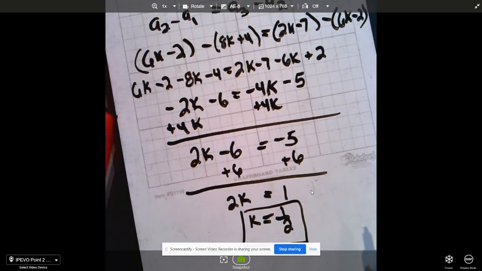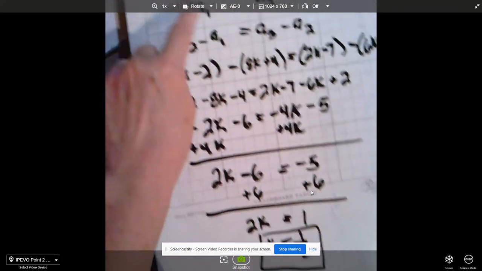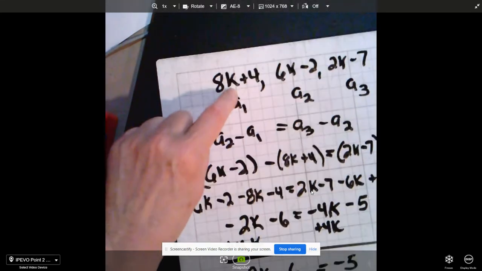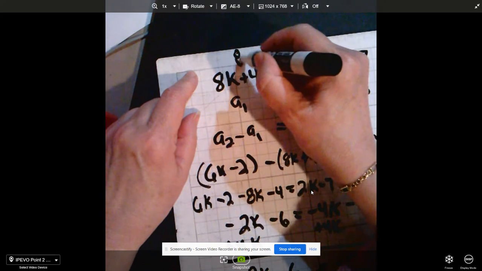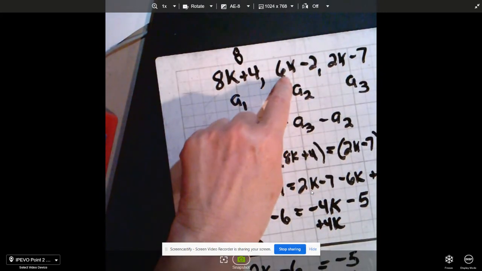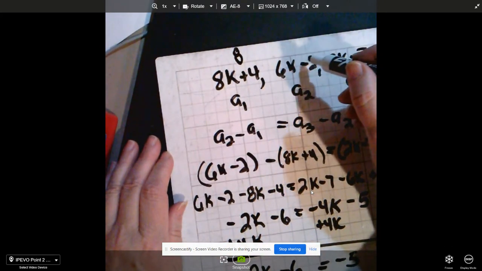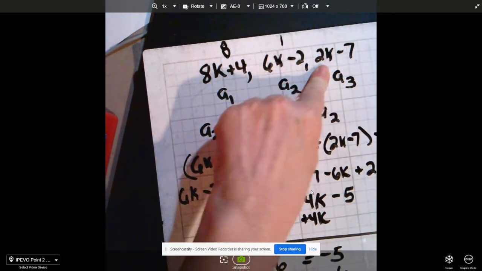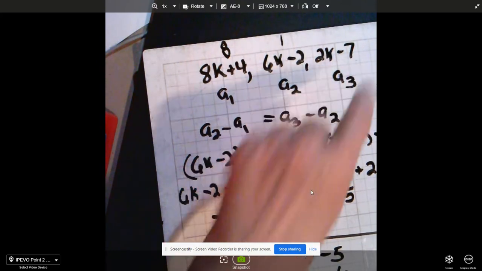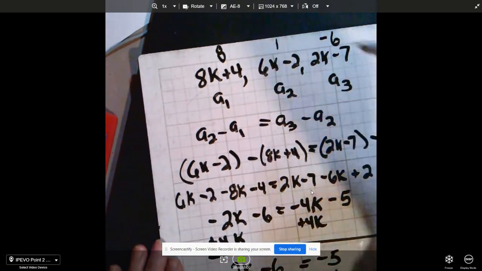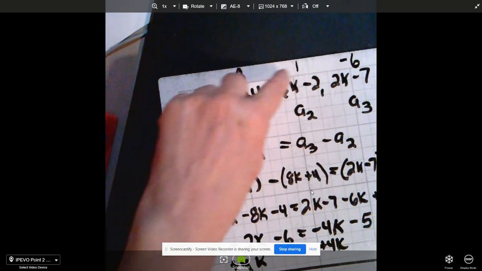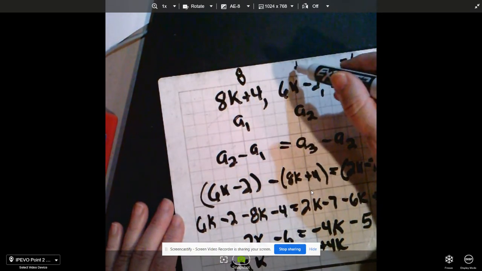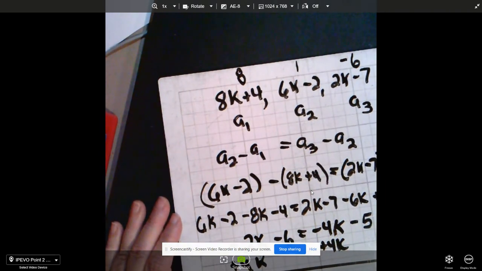Now, of course, you can check that to make sure that's true. Let's go ahead and plug k back in here. So 8 times 1/2 would be 4. 4 plus 4 would be 8. If I plugged in 1/2, 6 times 1/2 would be 3. 3 minus 2 would be 1. If I plugged in 1/2 here, 2 times 1/2 is 1. 1 minus 7 would be a minus 6. So to get from 8 to 1, I'm going to subtract 7. And from 1 to minus 6, I'm going to subtract 7, so that checks out.